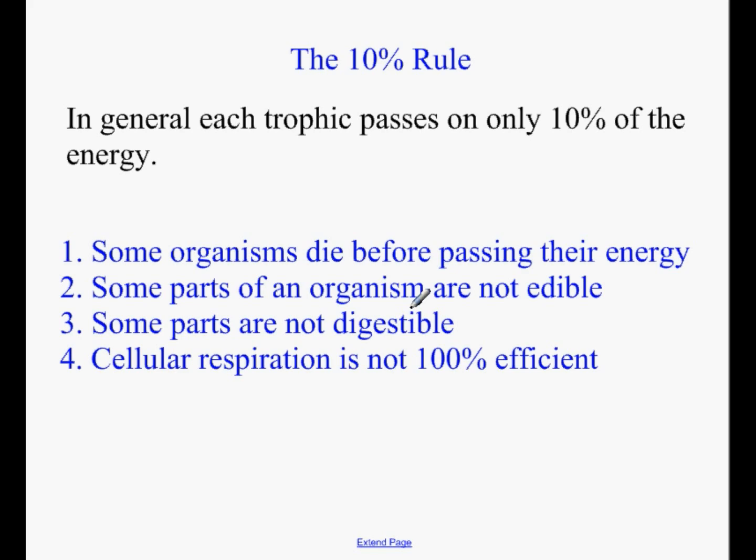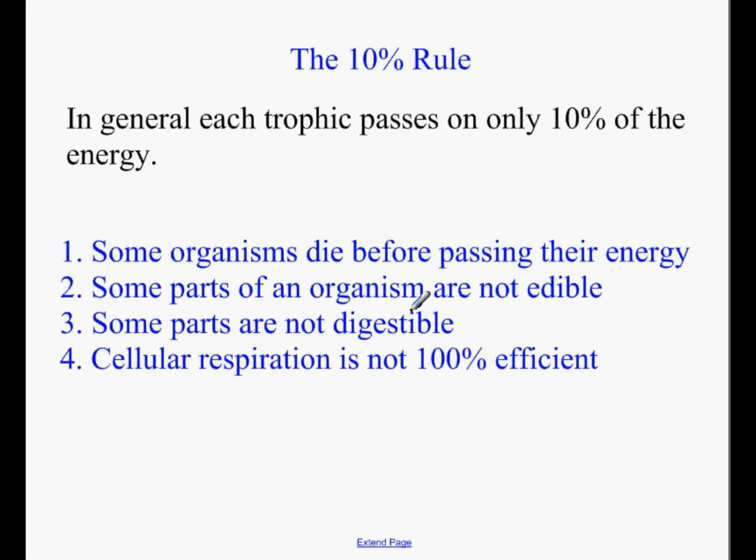So when we eat cereal, for example, a lot of it is bran, and bran is not digestible. Cellulose is not digestible. It flows through us, right? So we never extract the energy from it. And, of course, cellular respiration, while being very efficient, I think we said it was like 40% efficient or something like that. It's not 100% efficient. So even if we eat food, we lose a lot of the energy from it.